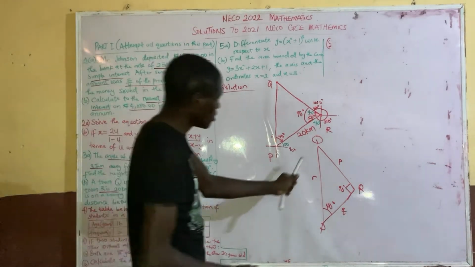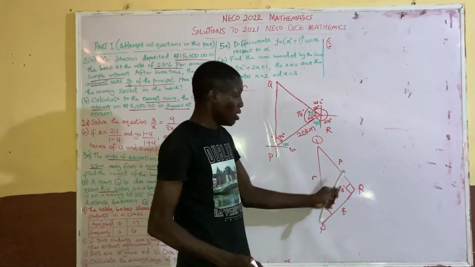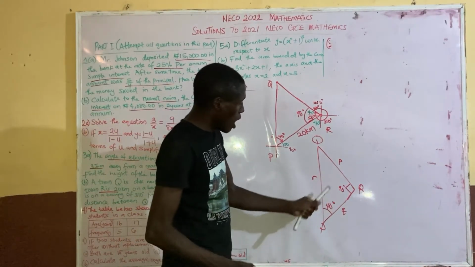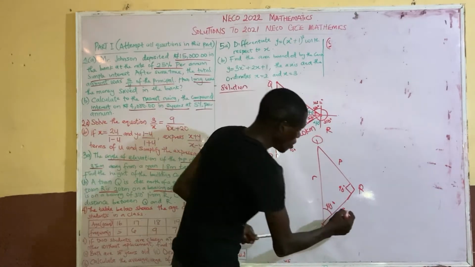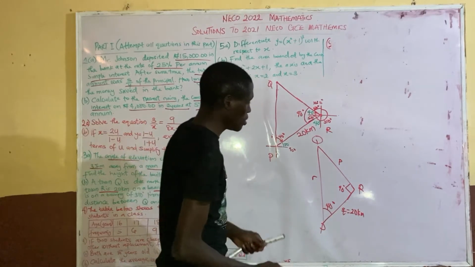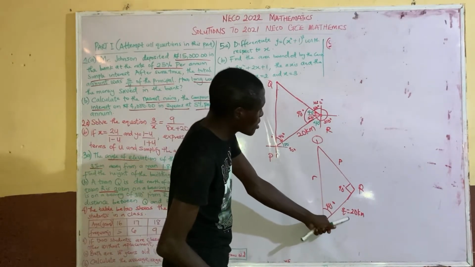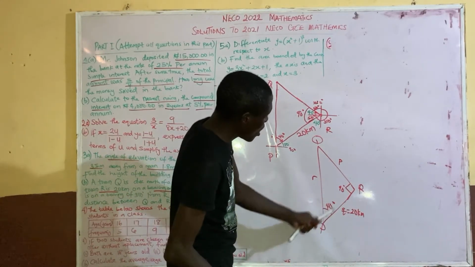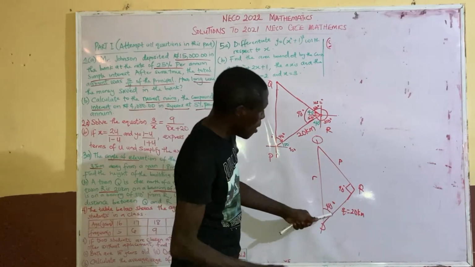QR, which is the same thing as side P. We know two angles, and we know one side, because this Q here is 20 kilometers according to the question. So we know one side, which is Q, and we know two angles. So it's better we use the sine rule.